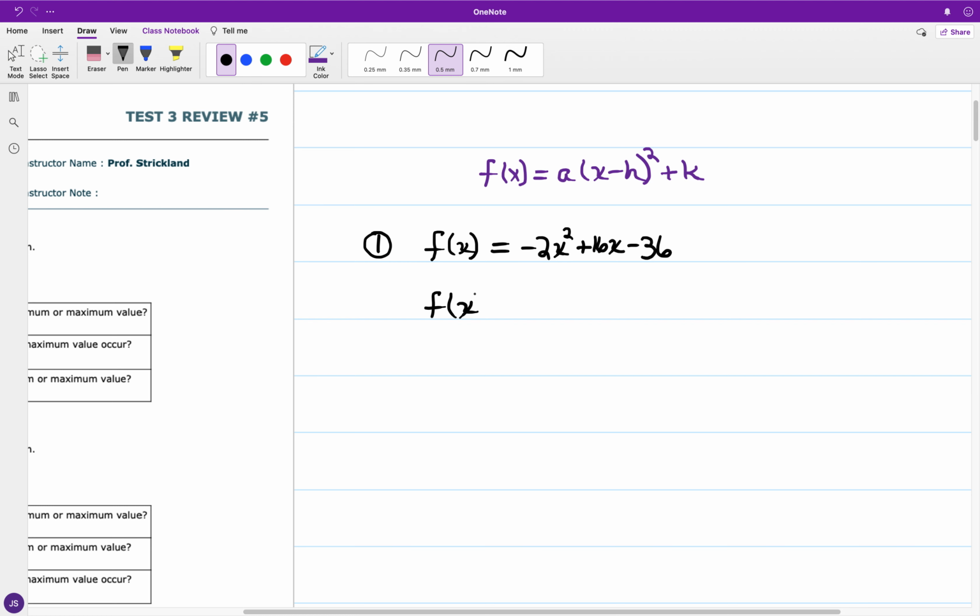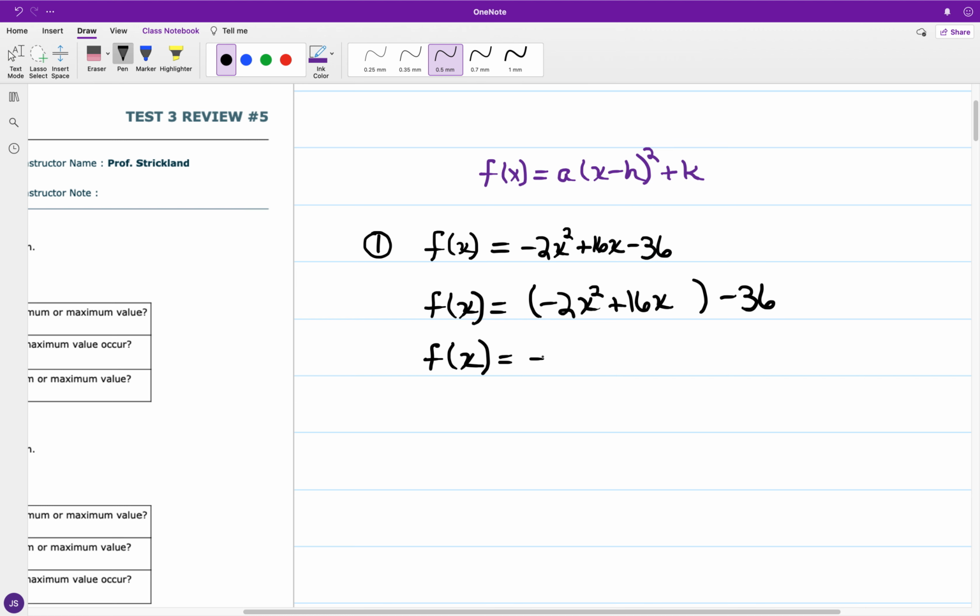So you have f of x: negative 2x squared plus 16x, and we have minus 36. I'm going to set things up where I can complete the square, and I want the first term in the parentheses to be x squared. But right now we've got negative 2 out at the front.